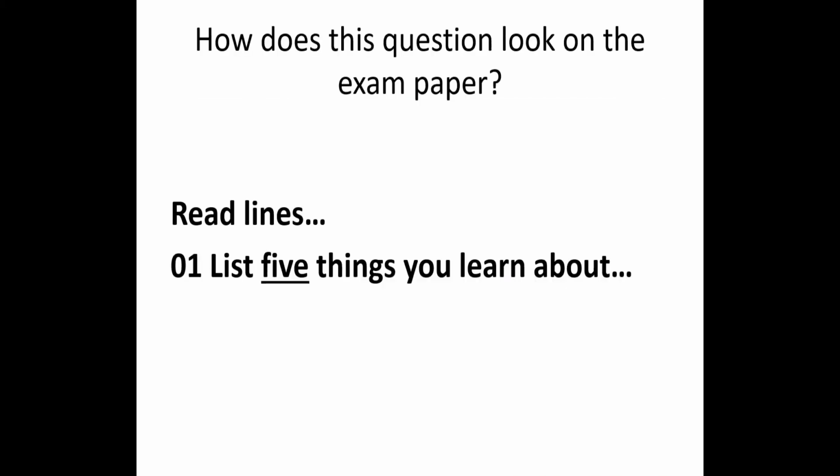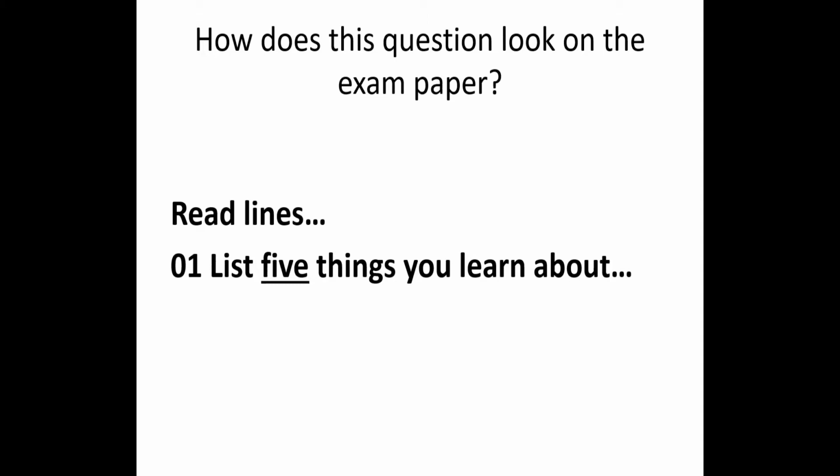So in an actual English exam, in this case English language, how would this look on the exam paper? Well, it will ask you to read lines something something and then list 5 things you learn about, and then whatever the topic might be on the day. So it makes clear how many things they want, and it wants you to read a certain number of lines to get there. Bullet points is exactly right.